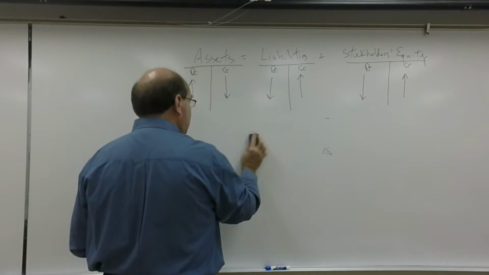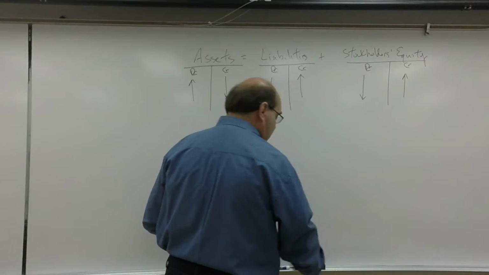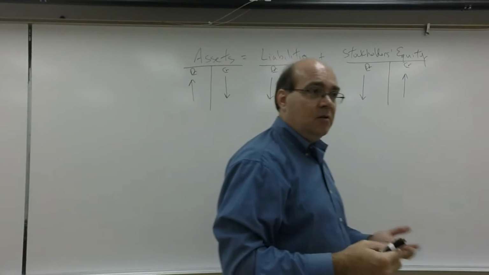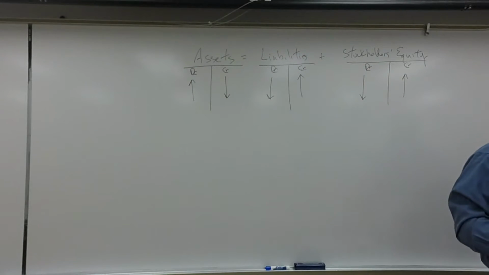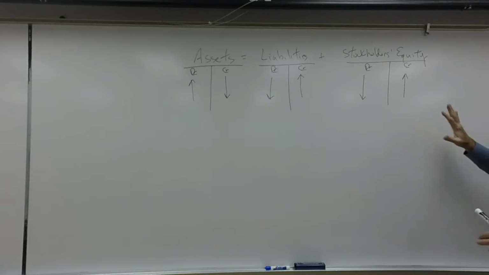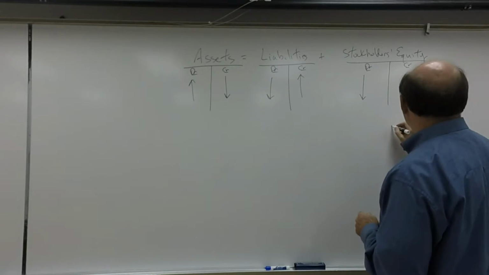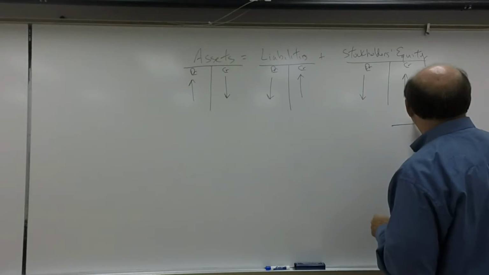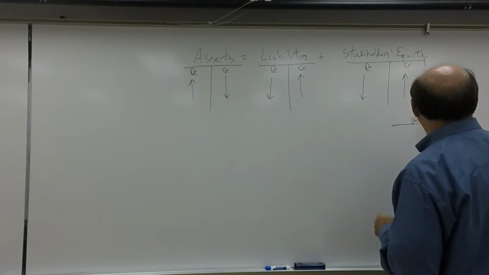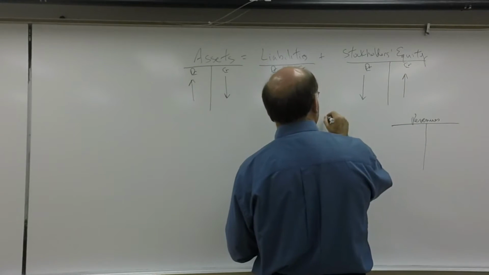Now, that's the major accounts. There's also some other accounts that we use when we sell things, pay expenses and receive revenue. And those accounts are over here on the stockholders' equity side. Let me show you how that works. We have revenues, and then we have expenses.